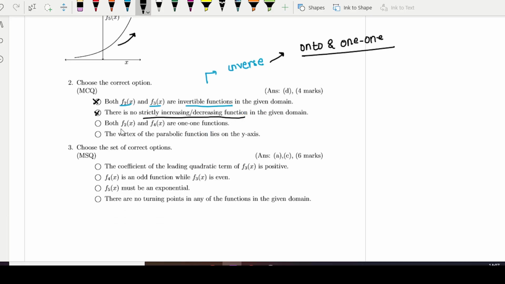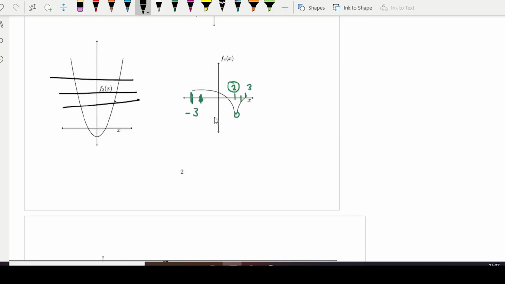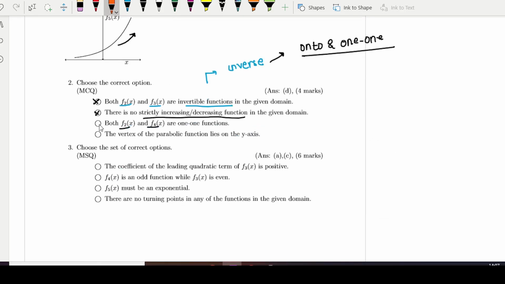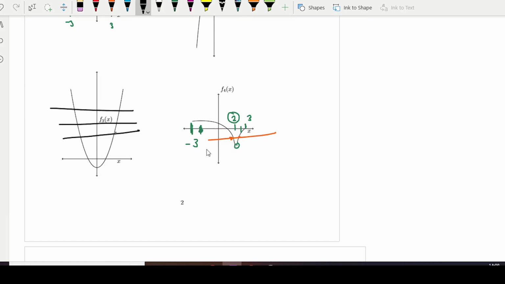So this statement is also incorrect because it is stating that there are no functions which are strictly increasing or decreasing. The third one is both f2 and f4 are 1 1 functions. So by looking at f4, if we draw a horizontal line here, it cuts the graph at 2 points. So this is not 1 1, so this option is also incorrect.